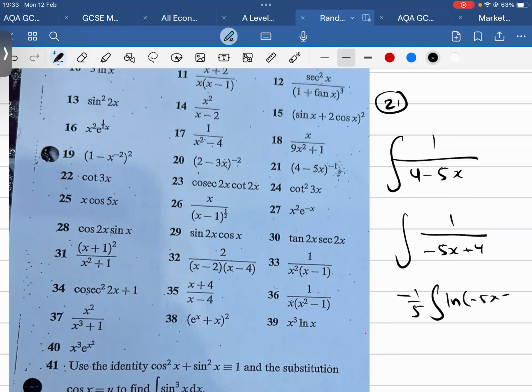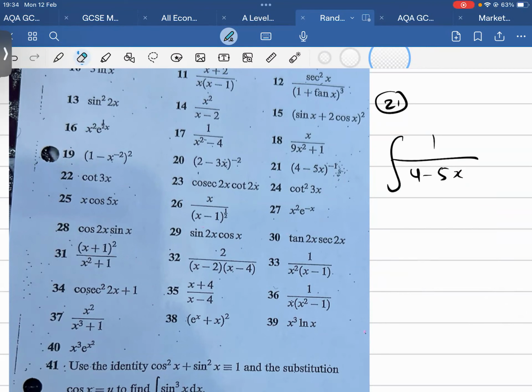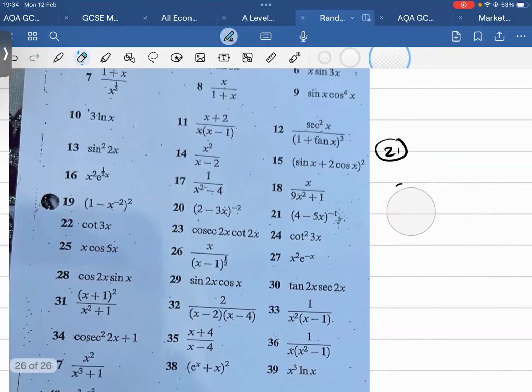minus 5x plus 4. But obviously, if you just look at a power of minus 1, it's going to confuse you. But if you look at a fraction, you'll remember the partial fractions thing is logs. But all these things you have to have in your head, which is what makes integration the hardest topic.